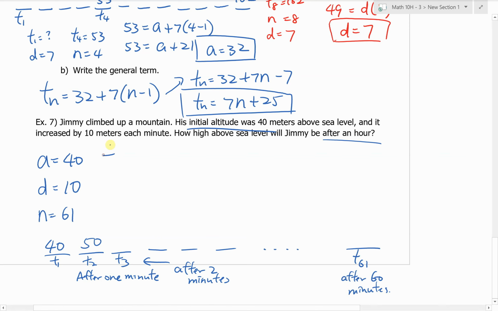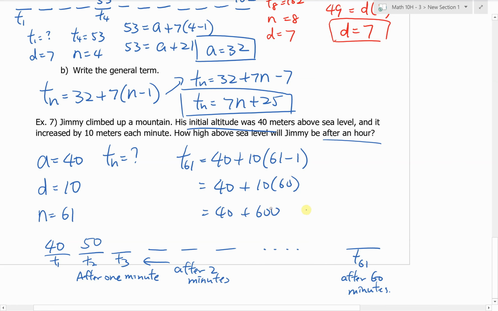But once we have this, we're looking for Tn. So T61 is equal to A, which is 40, plus the common difference of 10 times 61 minus 1, which is 60. That'll be 40 plus 10 times 60, which is 40 plus 600. So after an hour, Jimmy will be 640 meters above sea level.